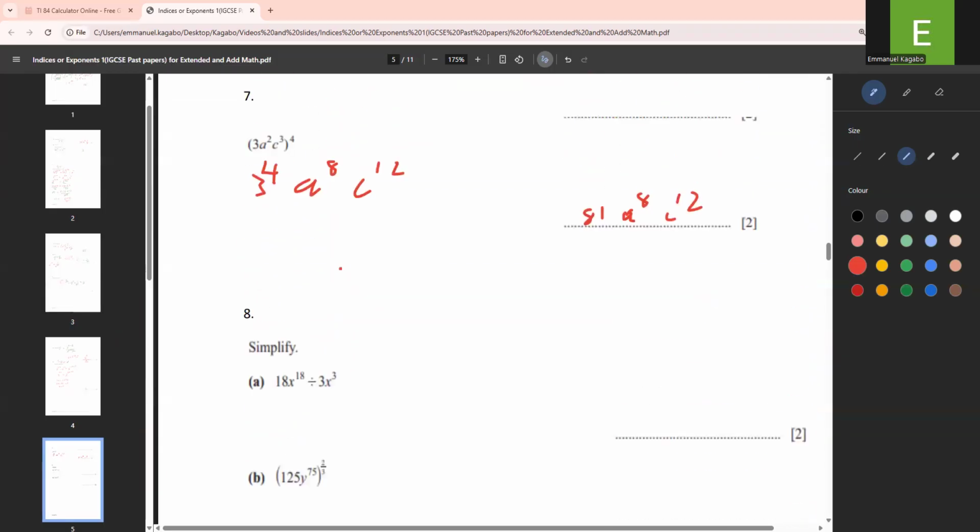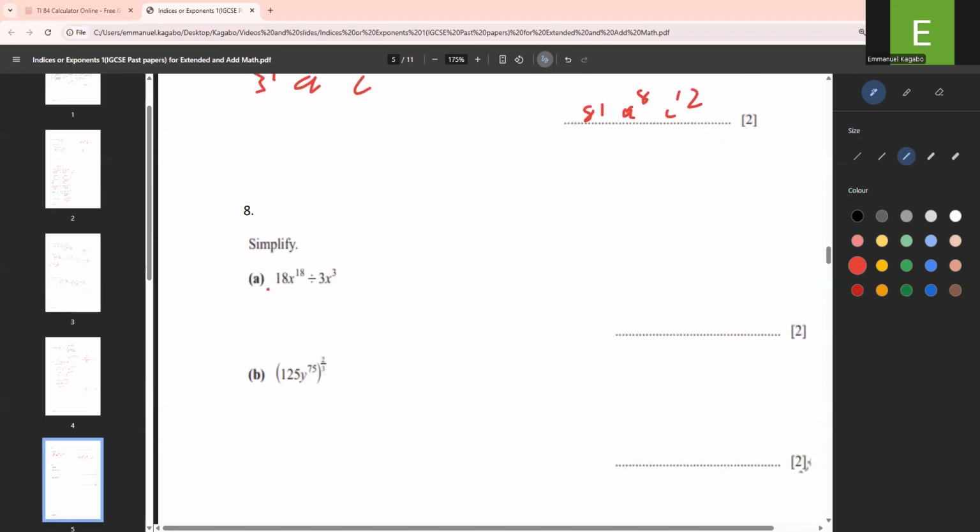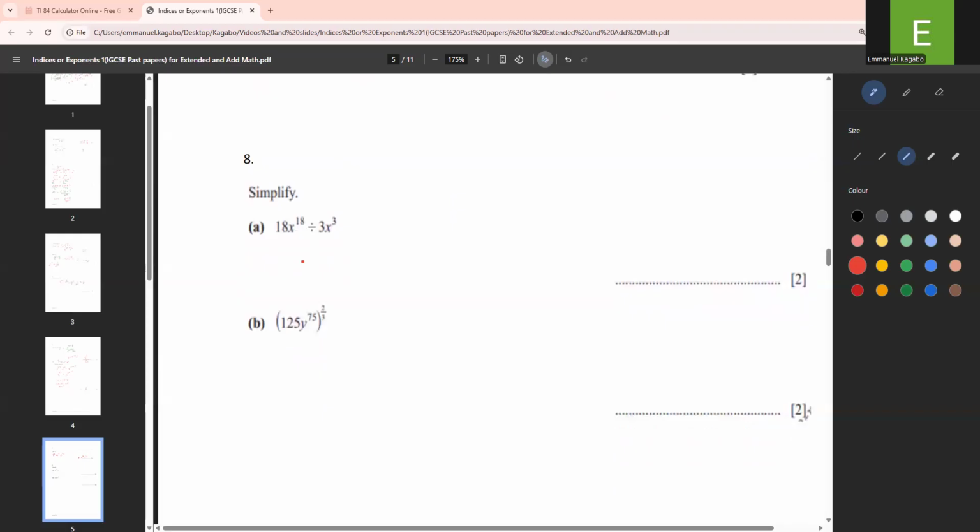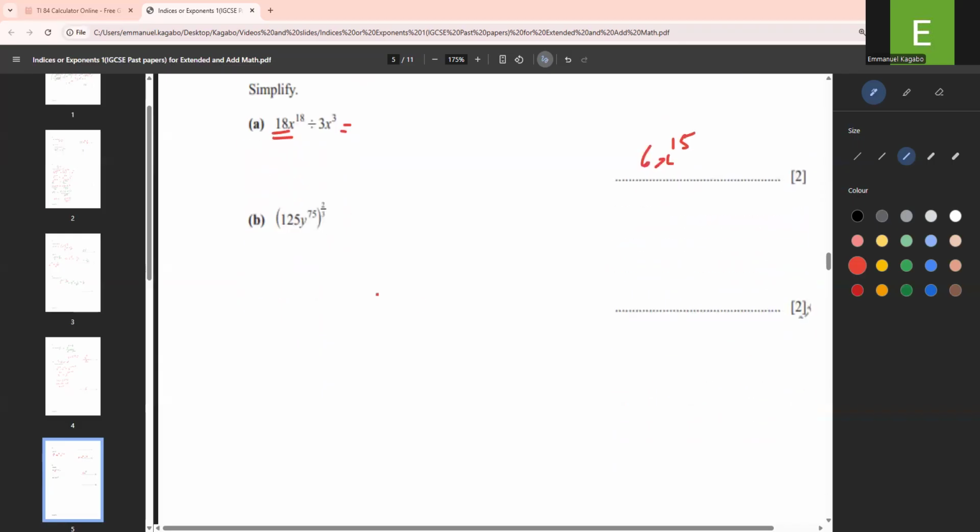I've moved fast, but you can pause the video and try the question, okay? Now, by the way, try the question. This is very good and very common in IGCSE exams. Very common. Now, when you divide here, 18 divided by 3, I'll get 6. Then 18 minus, because whenever you're dividing, you subtract the powers. So 18 minus 3 gives me 15, right? Good.